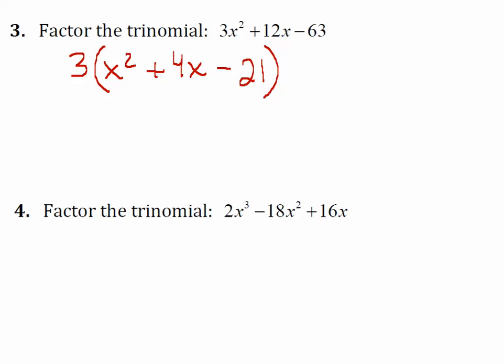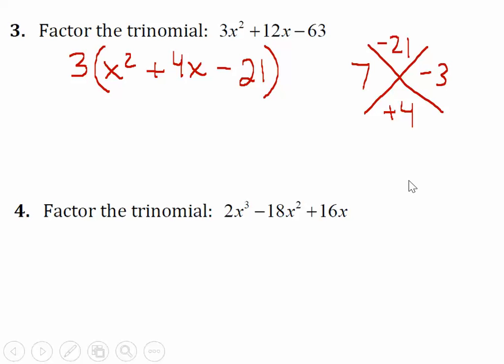So 3 went out. Then we're going to deal with just the stuff inside the parenthesis now. So then I'm going to deal with a negative 21 up on top and a plus 4 on the bottom. So I need 2 numbers multiplied to negative 21. I know the signs are different, and I know the bigger one is positive. Anybody with that one? Cool, yep. 7, negative 3, or negative 3 and 7.